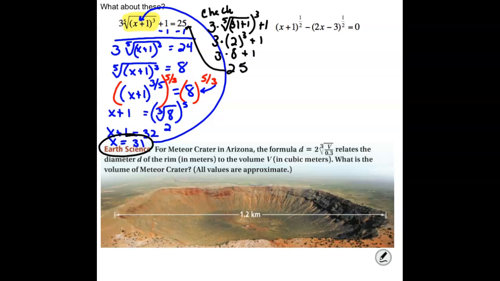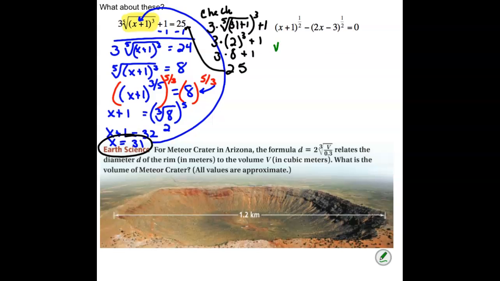Now, for the last one, we have a quantity to the 1/2 power minus another quantity to the 1/2 equaling 0. We really could have written this as the square root of x plus 1 minus the square root of 2x minus 3 equaling 0. A 1/2 power is the same as a square root. To solve this, I should say, we really want to get one on each side. So I'm going to add this square root of 2x minus 3 to the other side.